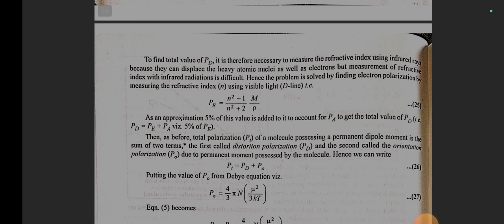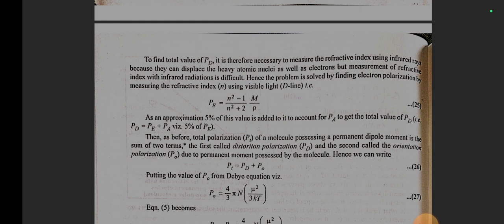To find the total volume of PD, it is therefore necessary to measure the refractive index using infrared rays, because they can displace heavy atomic nuclei as well as electrons. But measurement of refractive index with infrared radiation is difficult. Hence, the problem is solved by finding the electron polarization by measuring the refractive index using visible light, that is, P is equal to (n square minus 1) upon (n square plus 2) into M by rho.